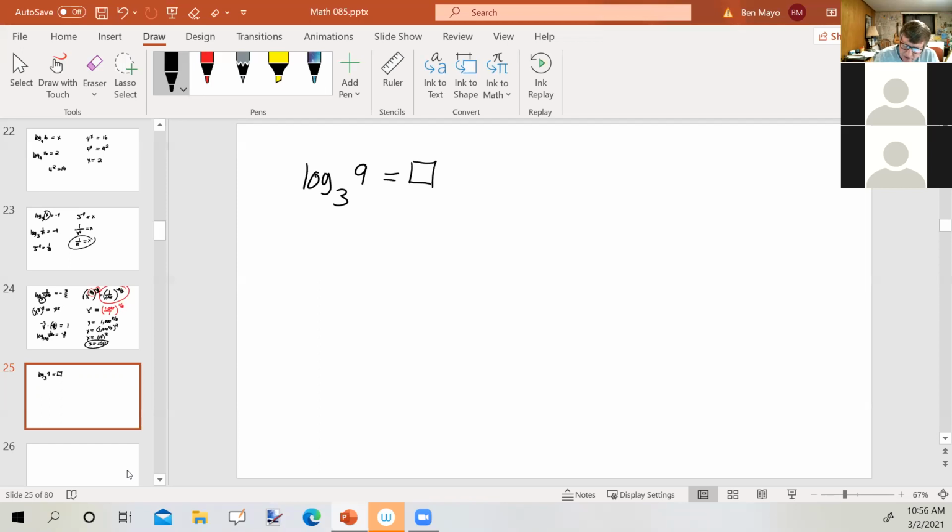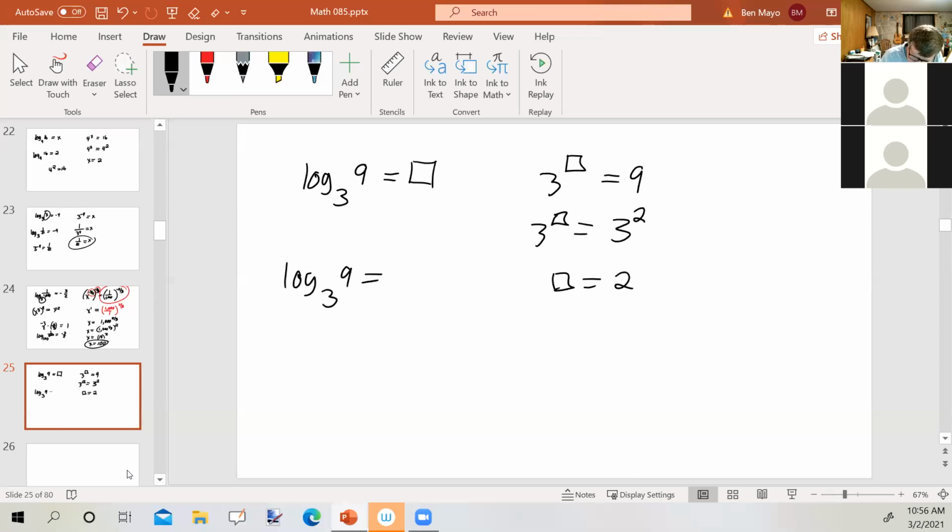But now I could change this into an exponential equation and say 3 to the box power equals 9. But if I could write this so that I had powers of 3 on both sides, the exponents would be equal. Well, 9 is 3 to the second power, therefore the box equals 2. So log base 3 of 9 equals 2. Any questions there?